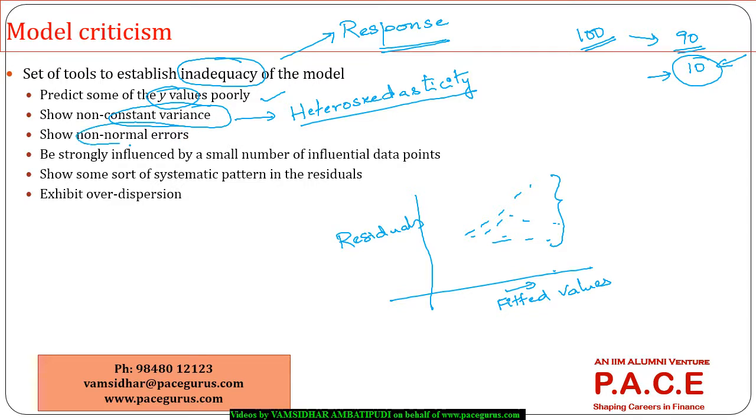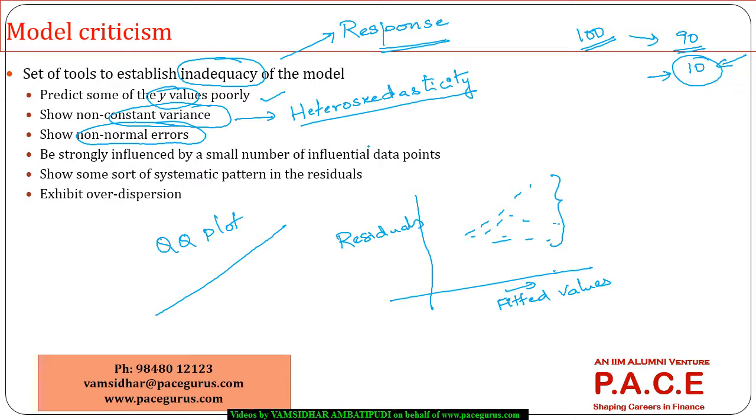Similarly, there could be non-normal errors. We are saying that the errors should be more and more normal in nature. If I am plotting a Q plot for the errors or the residuals, they will not fall on this 45-degree line, which could be an indication that there is a lot of non-normality present in the error term.